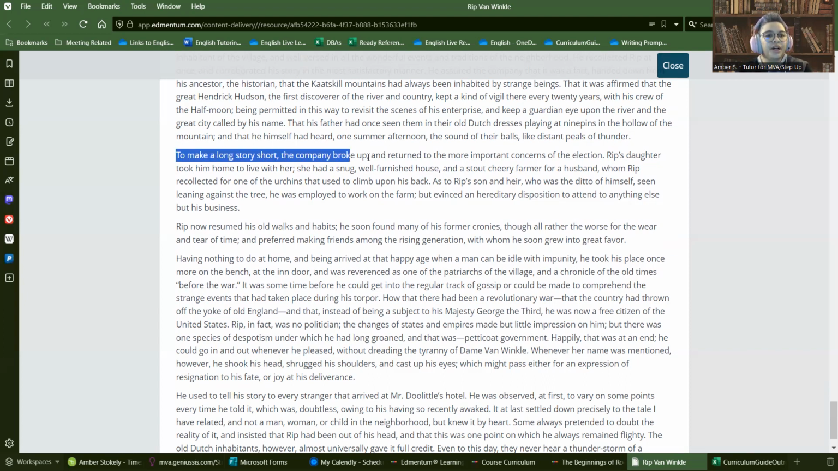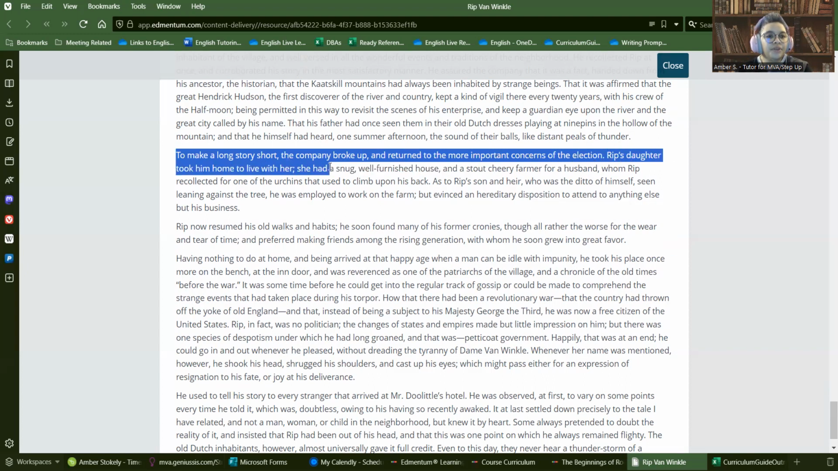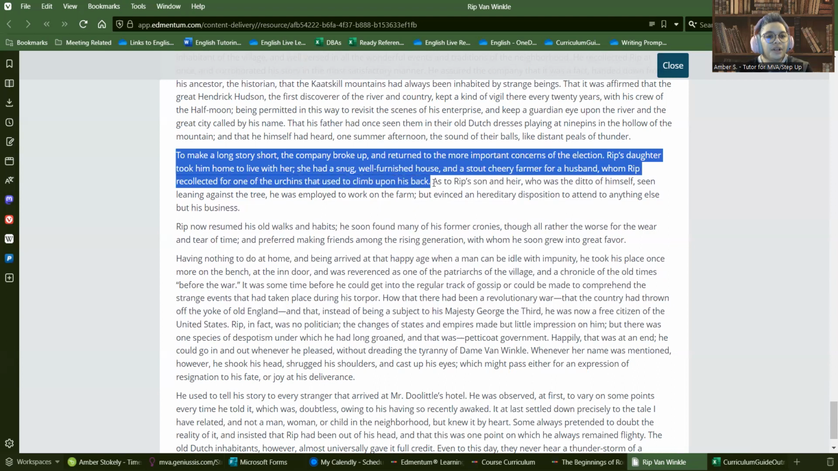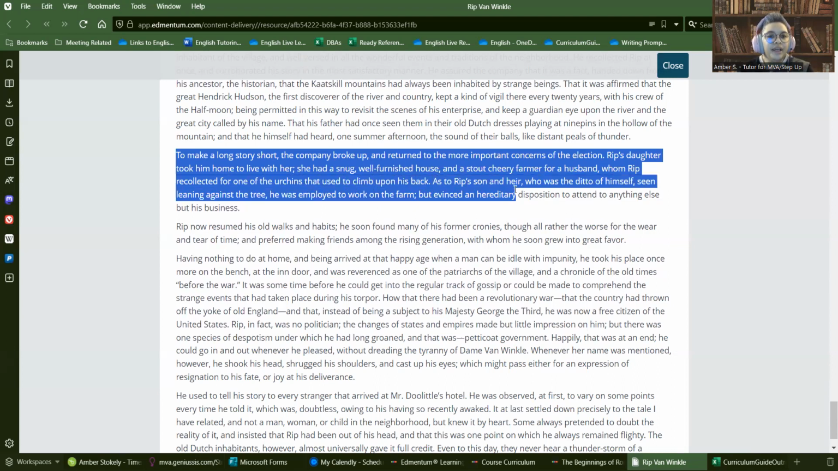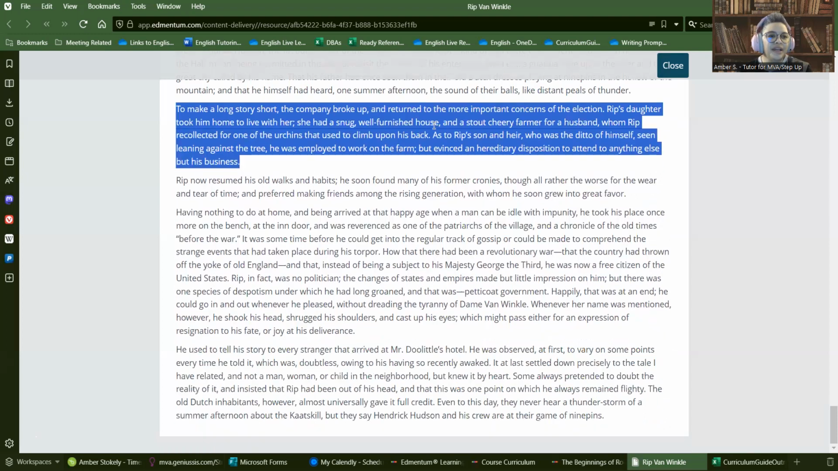To make a long story short, the company broke up and returned to more important concerns of the election. Rip's daughter took him home to live with her. She had a snug, well furnished house and a stout, cheery farmer for a husband, whom Rip recollected for one of the urchins that used to climb upon his back. As to Rip's son and heir, who was the ditto of himself, seen leaning against the tree, he was employed to work on the farm, but evinced a hereditary disposition to attend to anything else but his business. So basically his son was the same as him. So they have a Rip Van Winkle, but it's his son who grew up to be just like him.